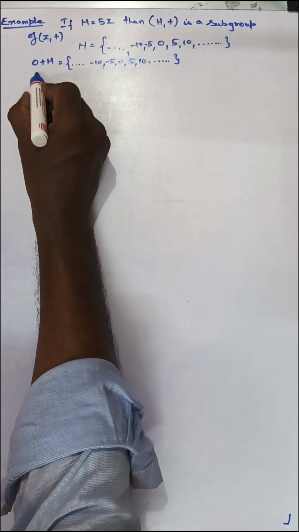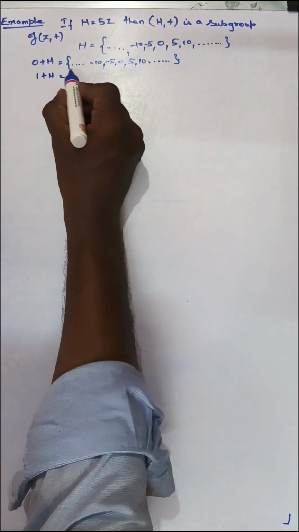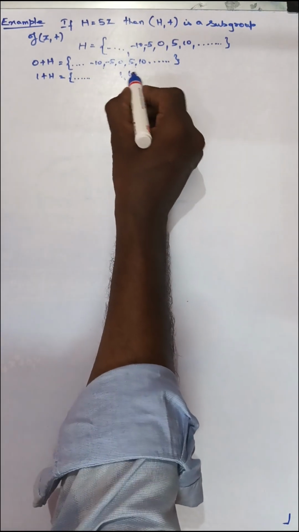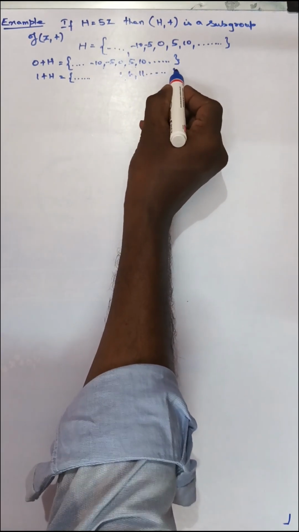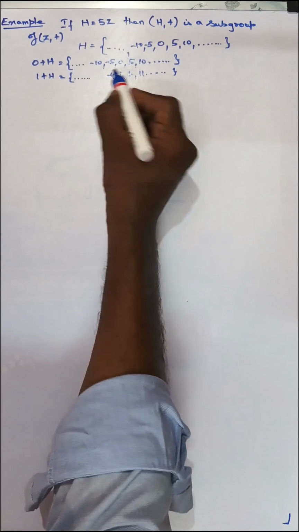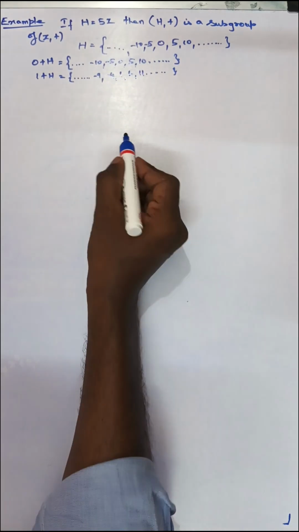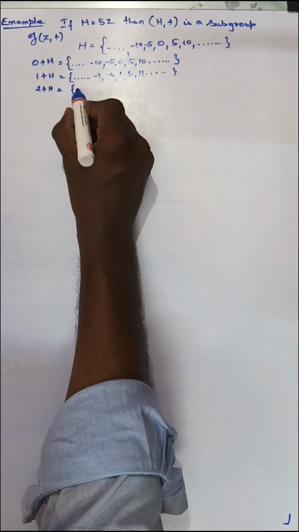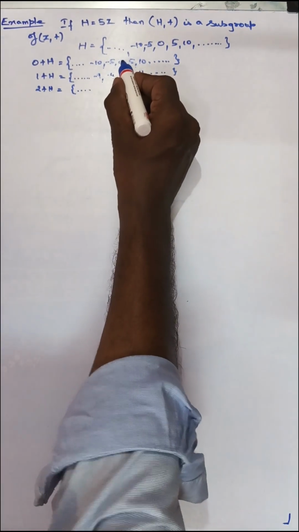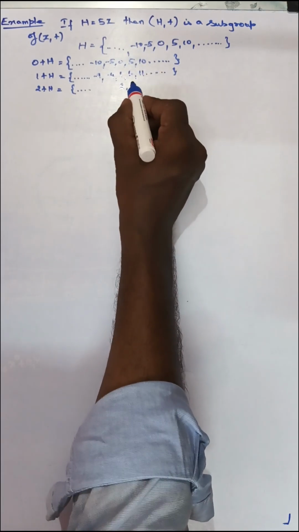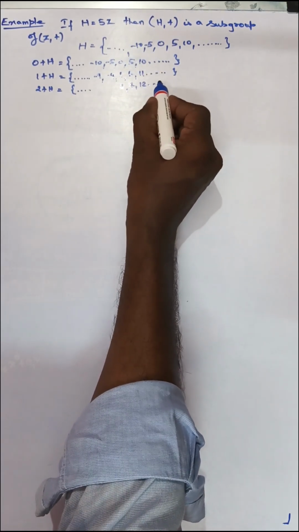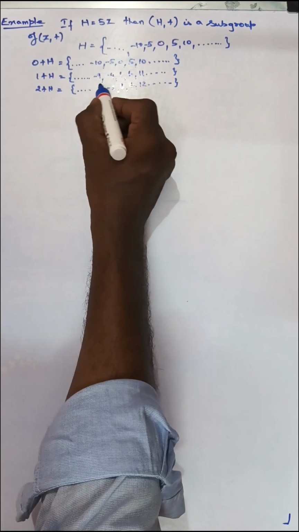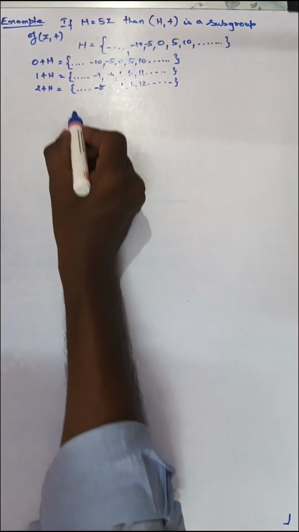Now if you consider the left coset 1 plus H, you will get 1, 6, 11 up to etc. On the other side this is going to be minus 4, minus 9 up to etc. 2 plus H, what will you get? 2 plus H is H plus 2. So that is 2, 7, 12 up to etc. And this side it's going to be minus 3, minus 8, it goes on up to etc.